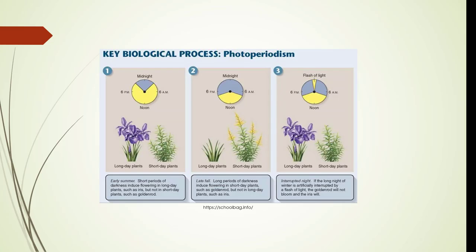Okay, so on the left here we've got long day plants and short day plants. We've got short periods of darkness in early summer that induce flowering of long day plants such as iris, but not short day plants such as goldenrod. In the late fall, there are longer periods of darkness, and that induces flowering of short day plants such as goldenrod, but not long day plants such as iris. And then with interrupted night, the long night of the winter is artificially interrupted by some sort of light, so the goldenrod would not bloom and the iris would.